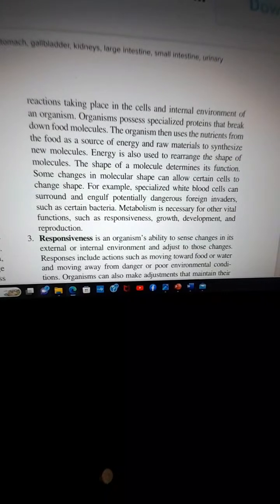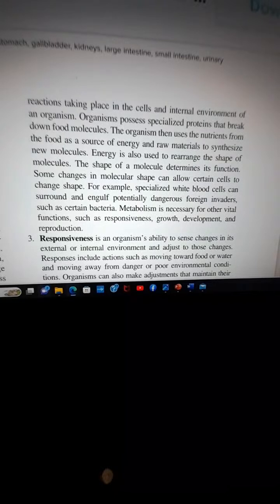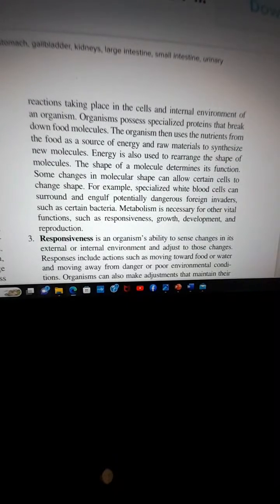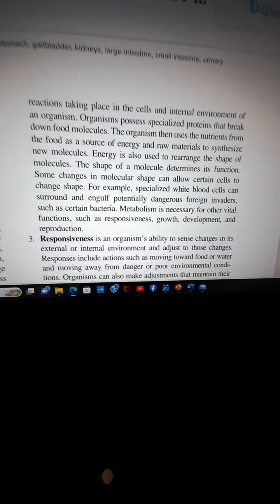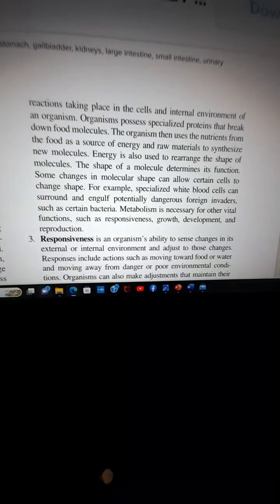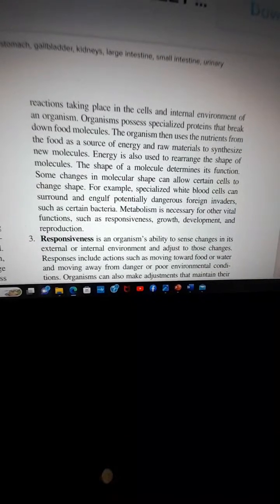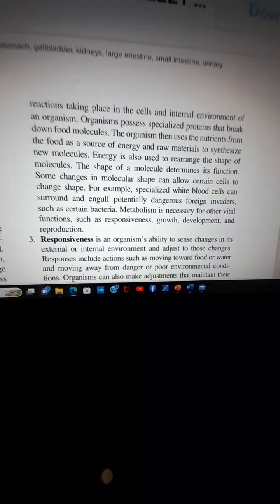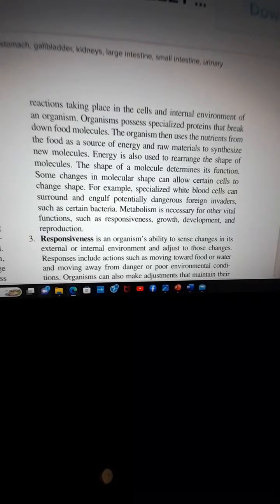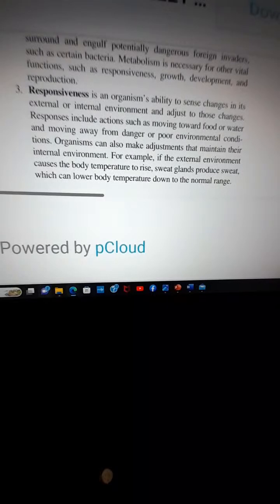Organisms process specialized proteins and break down food molecules. The organisms then use the nutrients from the food as a source of energy and raw materials to synthesize new molecules. Energy is also used to rearrange the shape of molecules. The shape of a molecule determines its function. Some changes in molecular shape can allow certain cells to change shape. For example, specialized white blood cells can surround and engulf potentially dangerous foreign invaders, such as certain bacteria. Metabolism is necessary for other vital functions, such as responsiveness, growth, and development and reproduction.